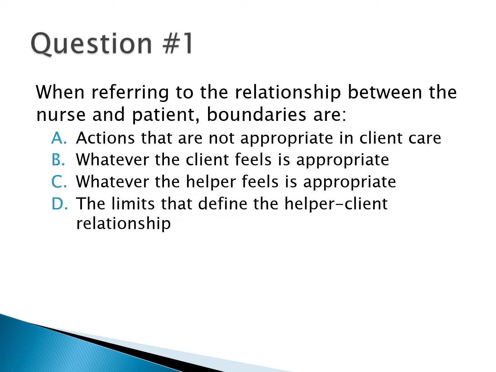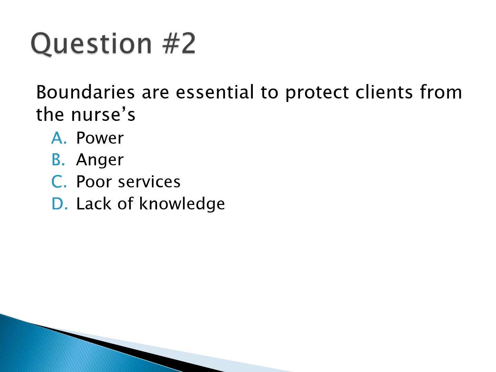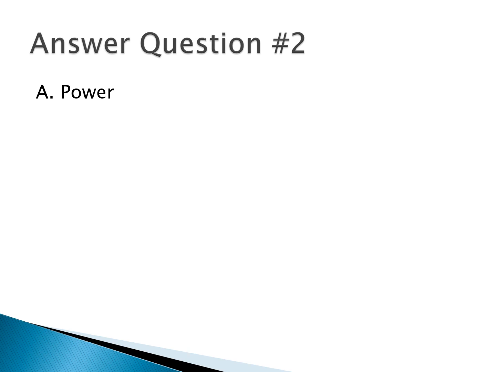The first question is, when referring to the relationship between nurse and patient, the boundaries are, if you could guess, A, B, C, D. The right answer is the limits that define the nurse and patient relationship. As I discussed earlier in the slides, professional boundaries are the limits that define the nurse and patient relationship. The second question for you guys is, boundaries are essential to protect clients from the nurses, A, B, C, D. The correct answer would be power, from nurses' power.